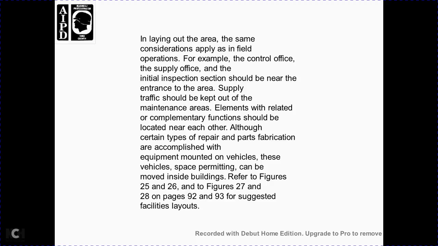The same considerations apply with the field operation. For example, the control office, the supply office, and the initial inspection section should be near the entrance area. Supply traffic should be kept out of the maintenance area. The elements with related complementary functions should be located near each other. Certain types of repairs and parts fabrication are accomplished with the company, mounted on vehicles. These vehicles, space permitting, can be moved inside of the building.